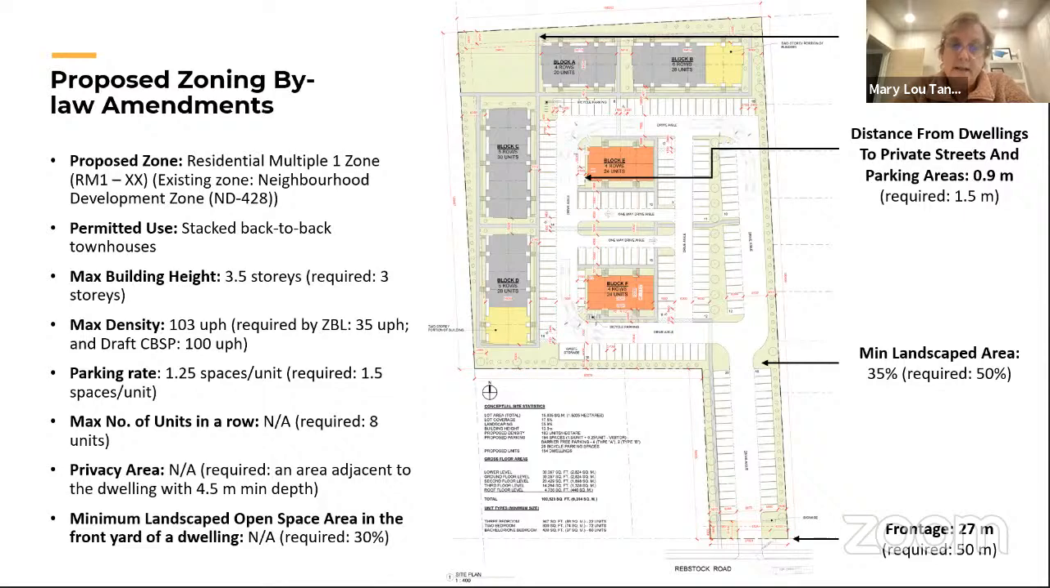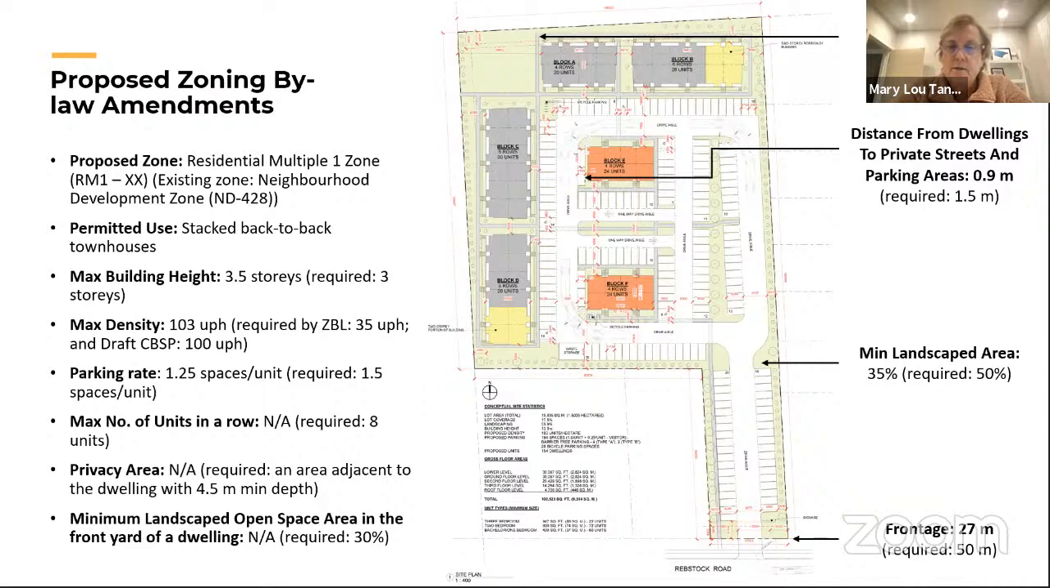In terms of the left-hand part of the slide, let me just share some information with you about the nature of the amendment. So we are proposing what's called a site-specific zone. So the zone would be crafted to implement the proposal that you have before you. The use would be stacked back-to-back townhouses, which is not permitted in the town zoning bylaw. The maximum building height is 3.5 stories.